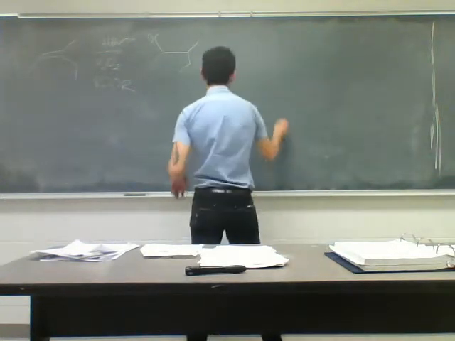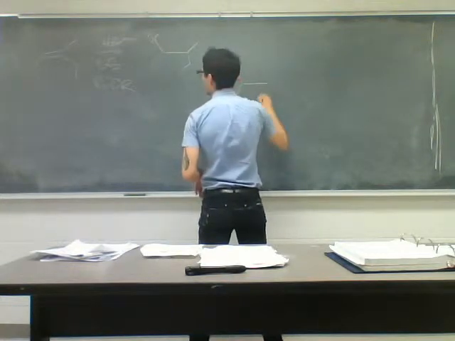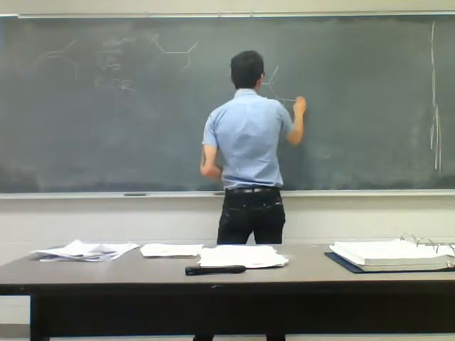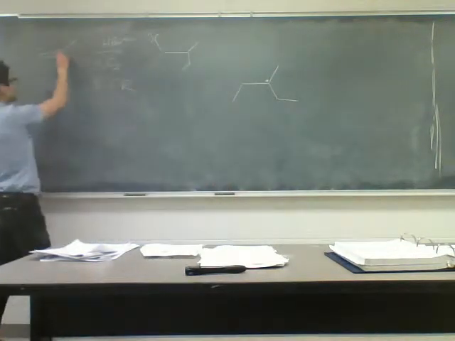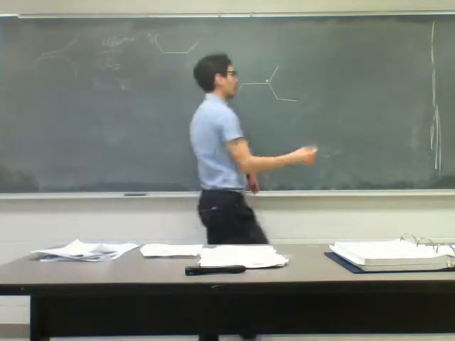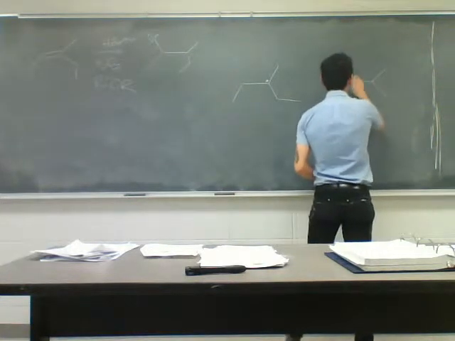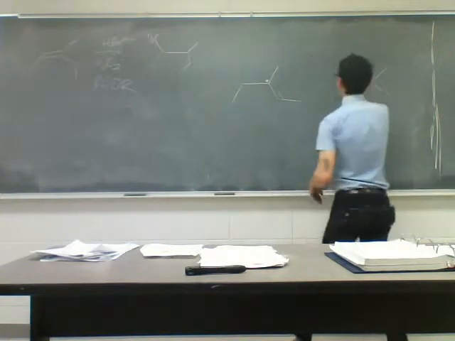I'm not going to draw the whole mechanism out, but we have a radical intermediate, and when we're making our radical, we can either put the radical charge on this carbon or on this carbon.